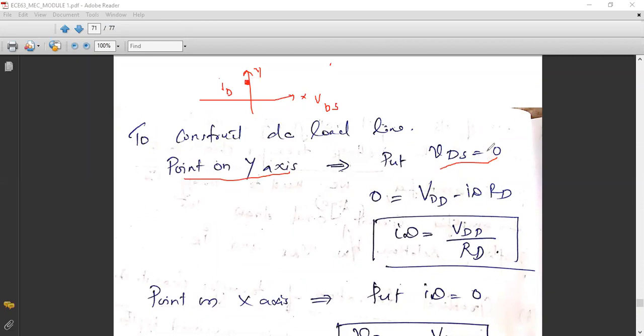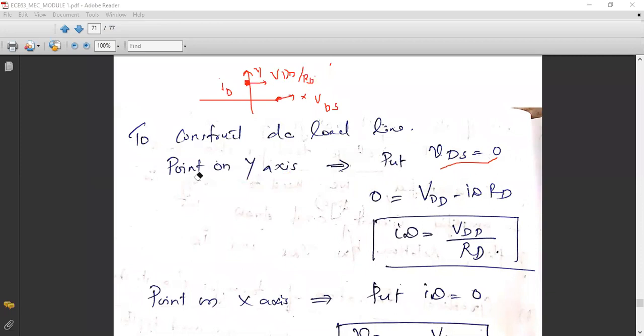So in that large signal analysis equation, whatever you have done earlier, you are going to substitute VDS as 0 and find the equation for ID. So 0 is equal to VDD minus IDRD. From this, ID is equal to VDD by RD. This is the point corresponding to your y-axis intercept. So this point corresponds to VDD by RD. Clear?